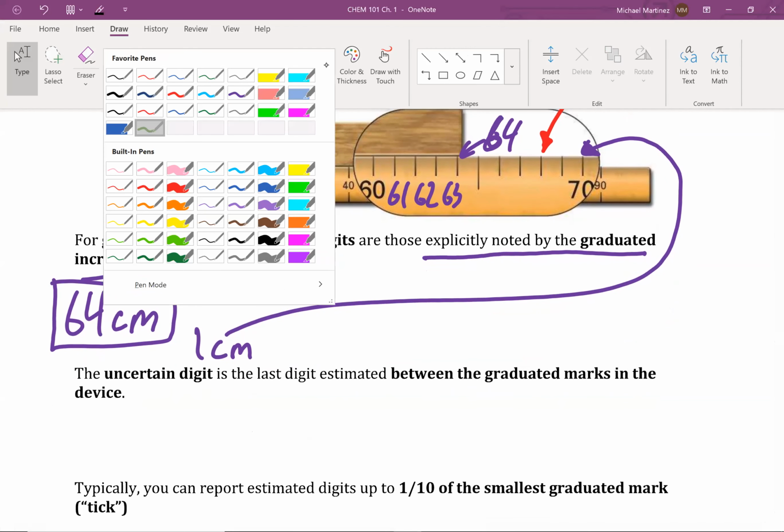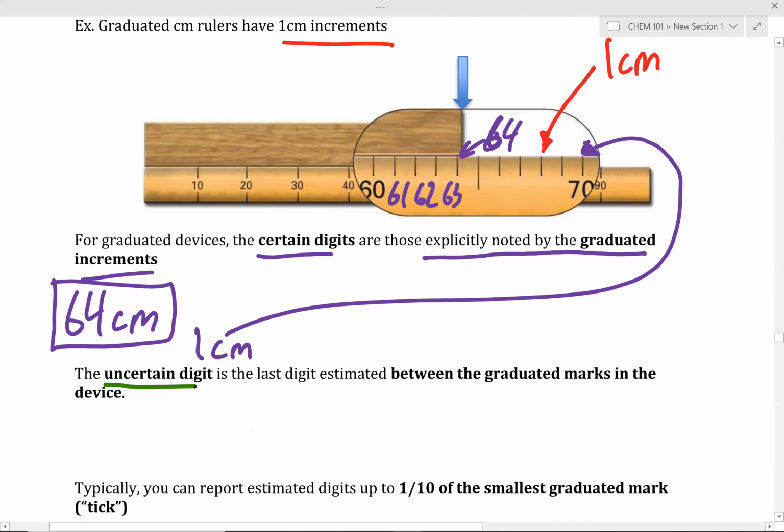Now, the uncertain digits or our estimated digits are those not explicitly marked. They are estimated between the graduated marks. So the uncertain digit is the last digit that is estimated between the graduated marks. So for example, looking at this ruler, is our length exactly 64 centimeters or is it a little bit more? A little bit more, right? Would someone like to take a guess? 64 point what? 1, 2, 3, 4? 3, sure. Let's do 64.3.